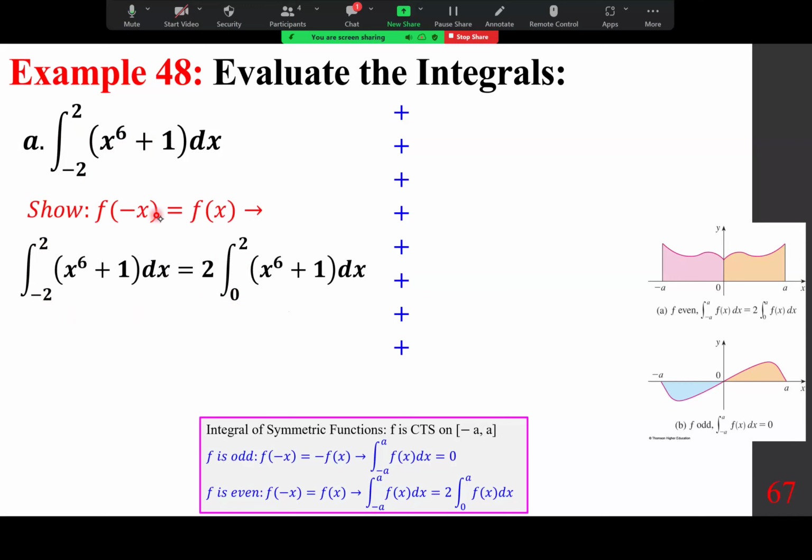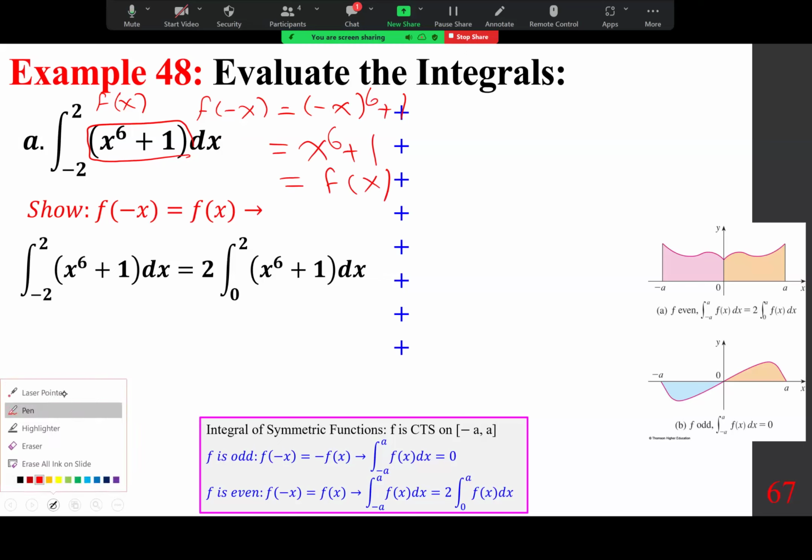So let's look at this. First and foremost, your function is this. This is f of x, everybody. So f of minus x is minus x to the power of 6 plus 1, which is x to the power of 6 plus 1, which is equal to f of x. We just proved that, therefore we can use it.